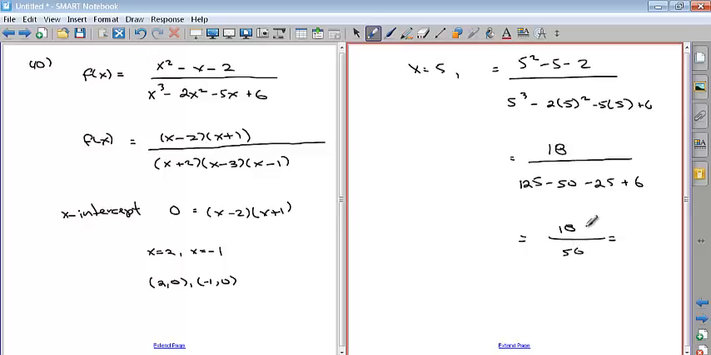What is 56 divided by 18? It doesn't quite simplify down, but if we divide by 2, you'll get 9 divided by 28. Can't go any further: you can only divide 9 by 3, and you can't divide 28 by 3, so you get 9 28ths. Compare it with 18 divided by 56, and you'll get the same number. So that's like 0.32.